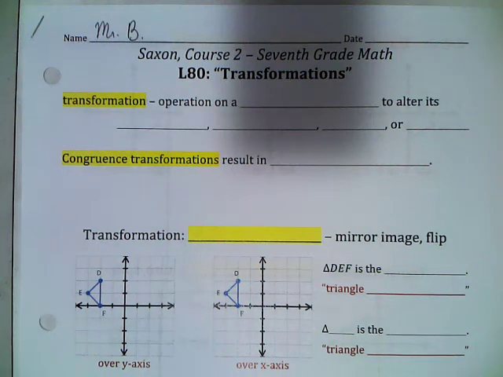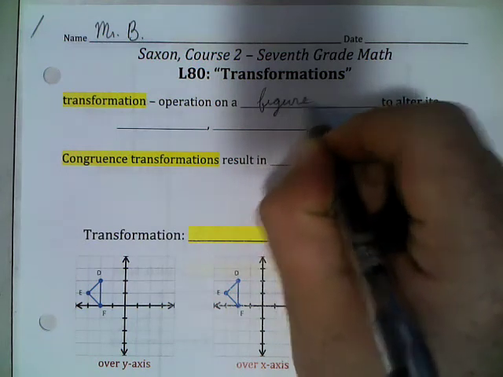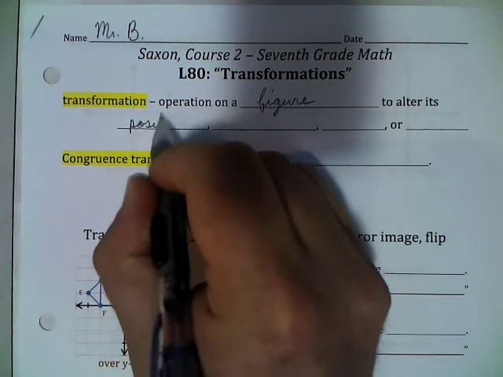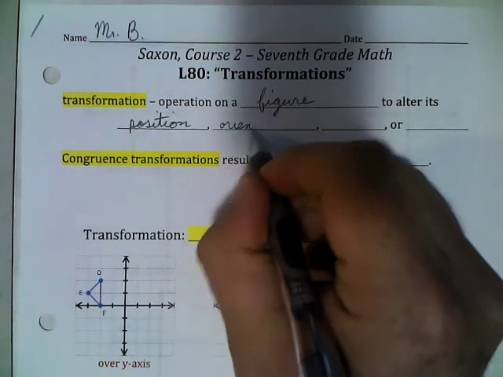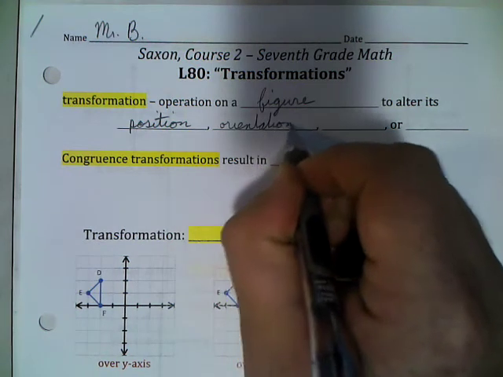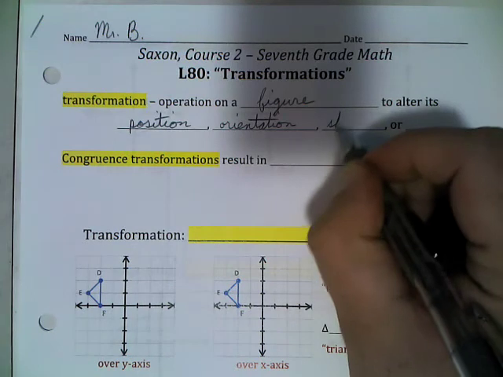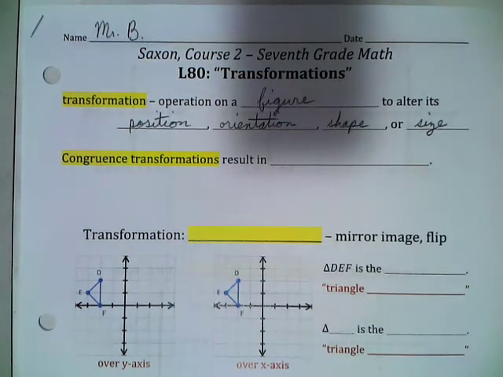This video is over lesson 80, transformations, and it's for my 7th grade math class. So ladies and gentlemen, a transformation is an operation on a figure to alter its position, orientation, so which direction it's pointing, its shape, or its size.